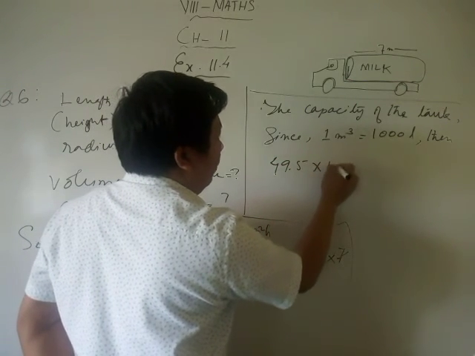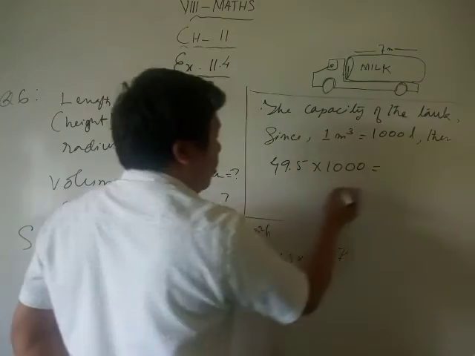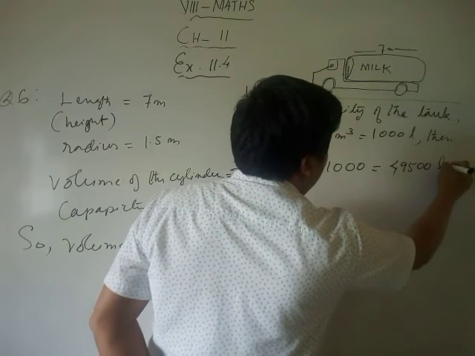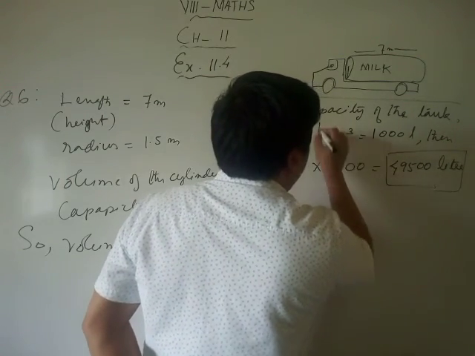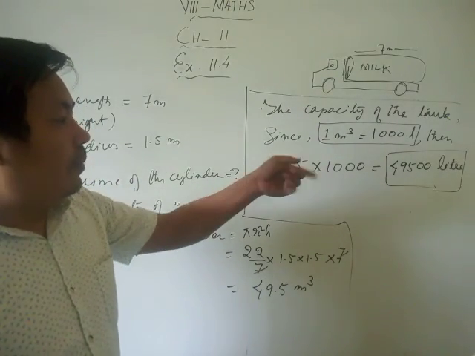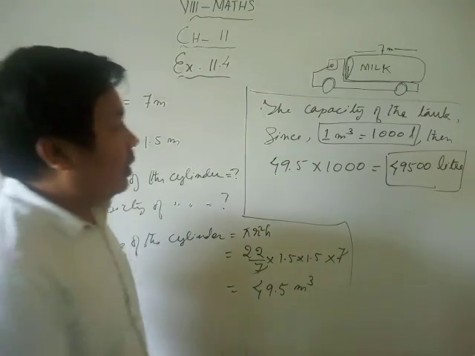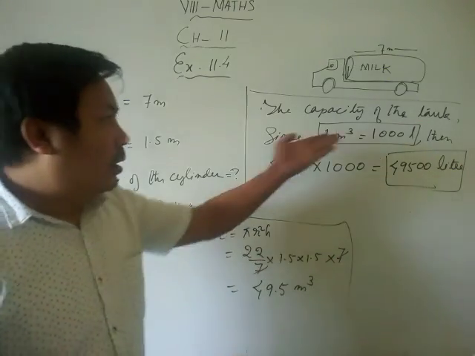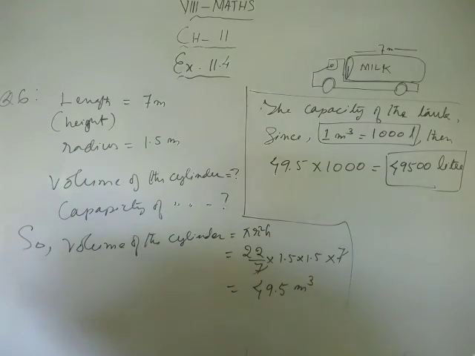49.5 we multiply with 1000. That means 49500 liters is the capacity. This is the thing that you should not forget: 1 meter cube is equal to how many liters? If you get centimeter cube, please try to convert it into meter cube. Then 1 meter cube is equal to 1000 liters, then you can follow. Okay, clear? So this is the answer for question number 6.